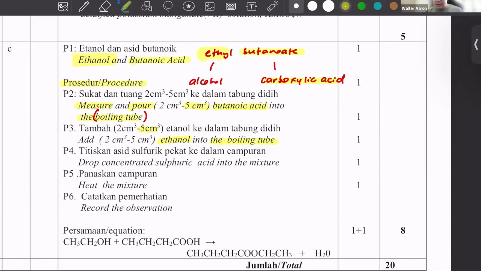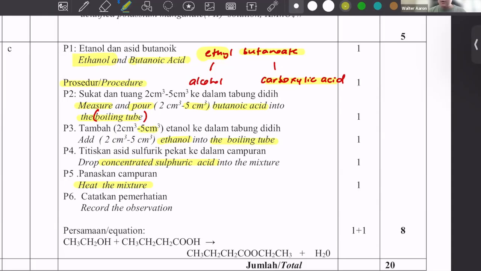And then after that, you need a catalyst. In this case, it's concentrated sulfuric acid, added into the mixture. And then after that, you heat up the mixture, either using a water bath or a Bunsen burner, doesn't matter. Then after a while, you're supposed to get the ester.